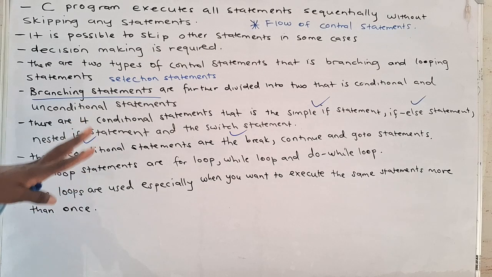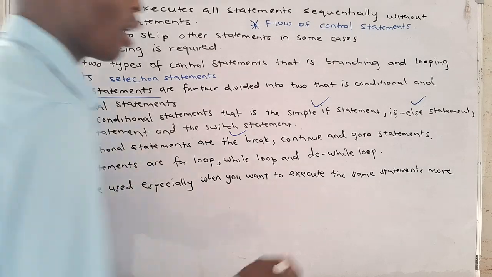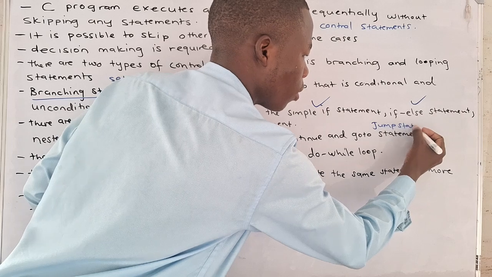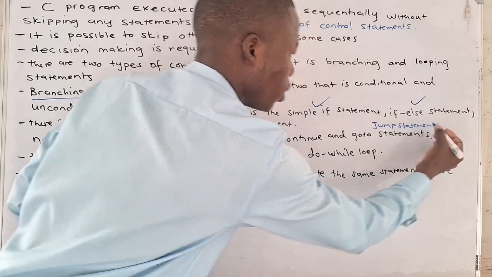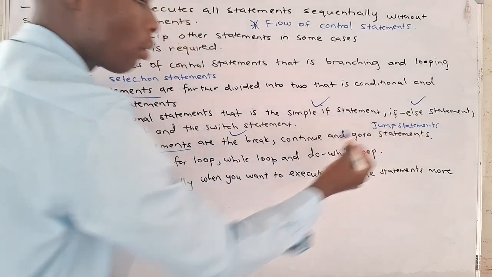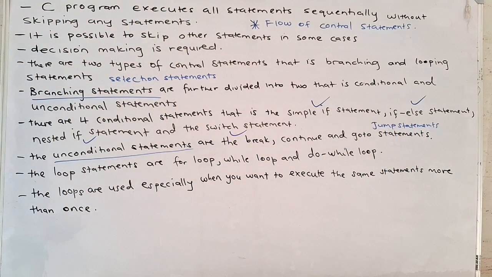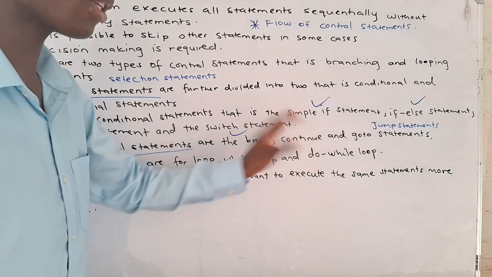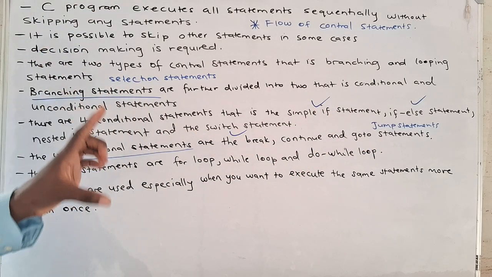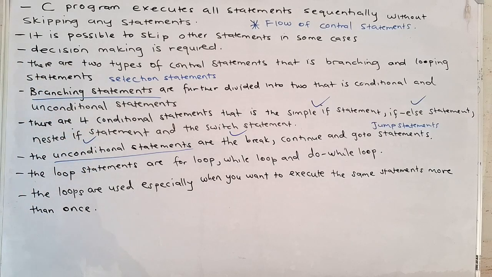What about the unconditional statements? These unconditional statements are also called jump statements. We have the break statement, the continue statement, and the goto statement. We are going to discuss how to use these statements in a C program.